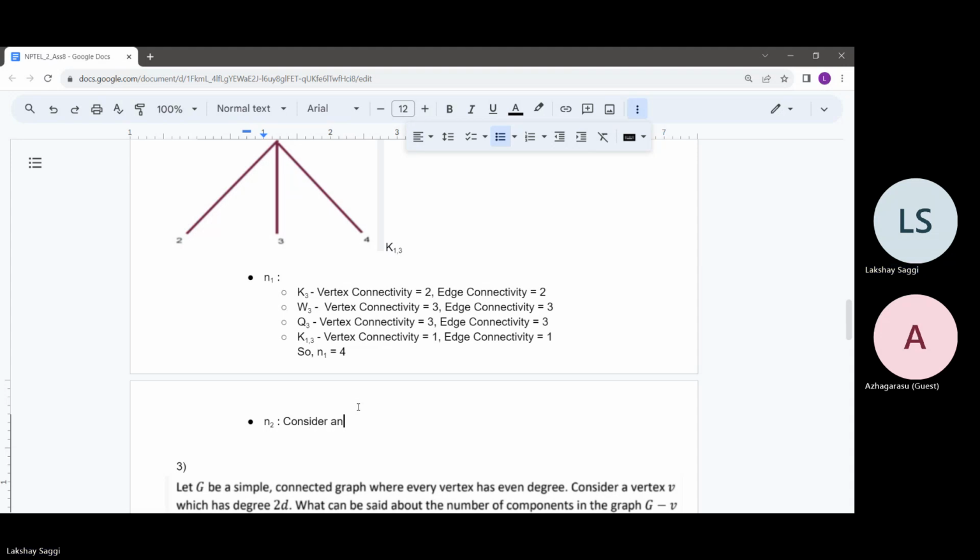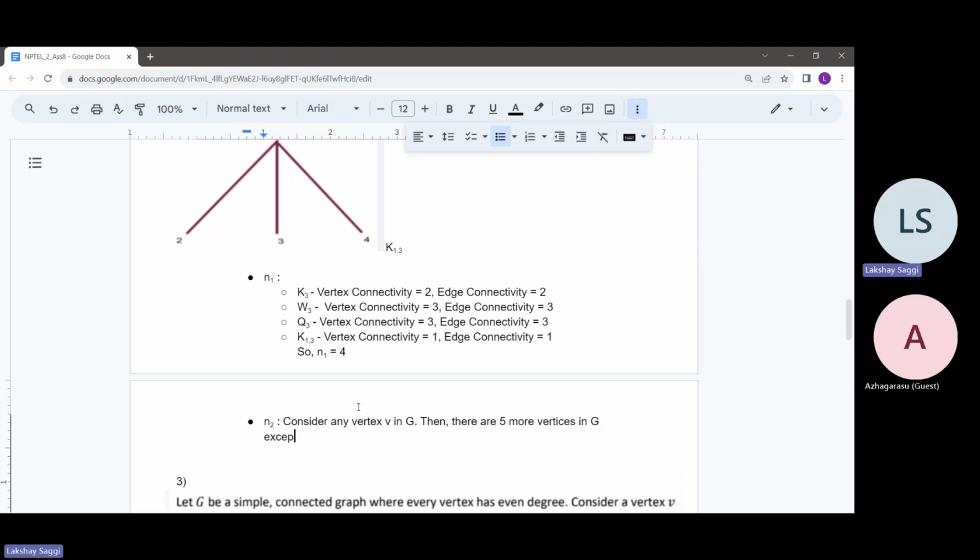Consider any vertex V in G. Then there are 5 more vertices in G except V. And V has edges to 3 of them in G. So V does not have edges to 2 of those vertices.